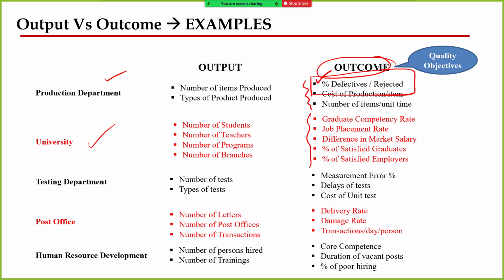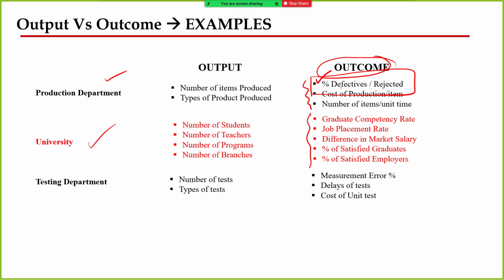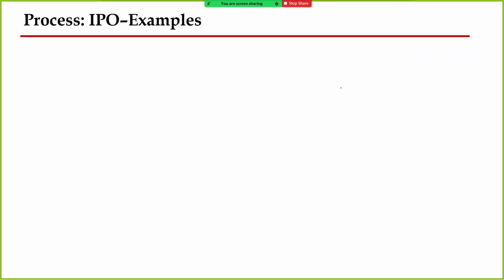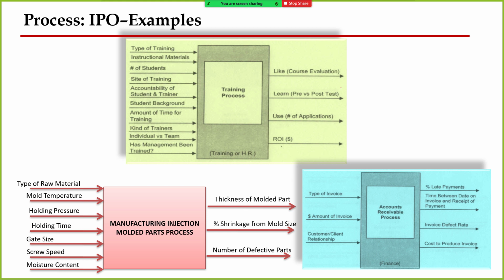Now we will see what the possible input factors are which are causing this percentage of defectives to increase, whether it is due to our labor, our machine, or certain policy. So what are the input factors? In order to identify those inputs, let me show you some more examples from the IPO diagram perspective.